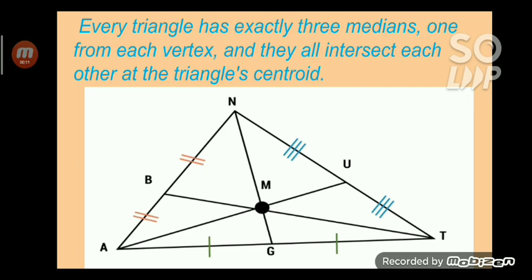Clearly in the picture you can see here, from vertex A there is a line segment, from vertex N there is a line segment NG, and from vertex T, the line segment TB. They all intersect at a point M, and that point M is called the centroid of a triangle.